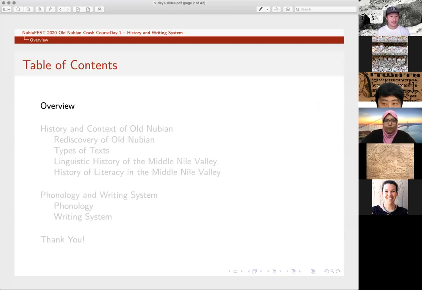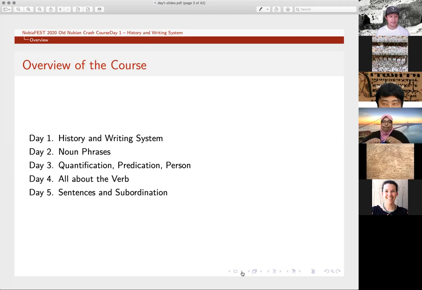So today we'll talk about the history and context of Old Nubian and its writing system. So it gives you an introduction of where Old Nubian was written, the cultural context in which this was done, and also how the people who wrote Old Nubian wrote that language. And this is what we'll do for the rest of the week. So tomorrow we'll talk about noun phrases. On Wednesday, we'll talk about quantification, predication, and person. On Thursday, we'll do the verbal system, most of it. And then on day five, we'll do sentences and subordination. Oh, I found the chat window.